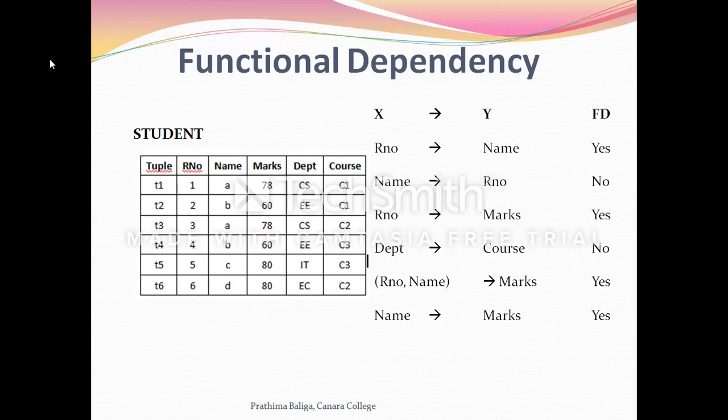I have jotted down a few more functional dependencies. You can check for yourself whether a functional dependency exists or not. Rnum determines marks, rnum name combination determines marks, name determines marks are all functional dependencies in the relation state, whereas department determines course and name marks determines department course are not functional dependencies.